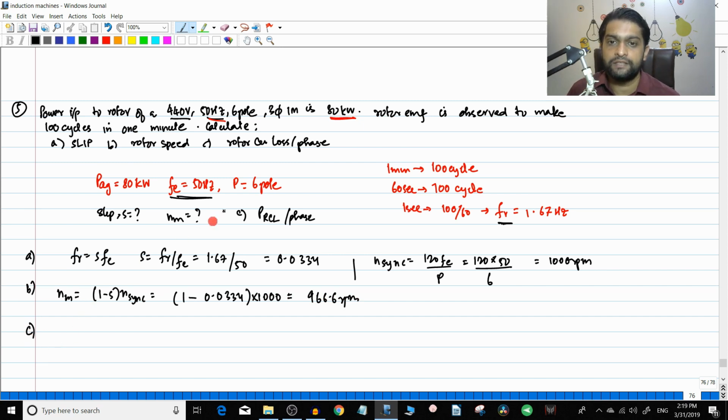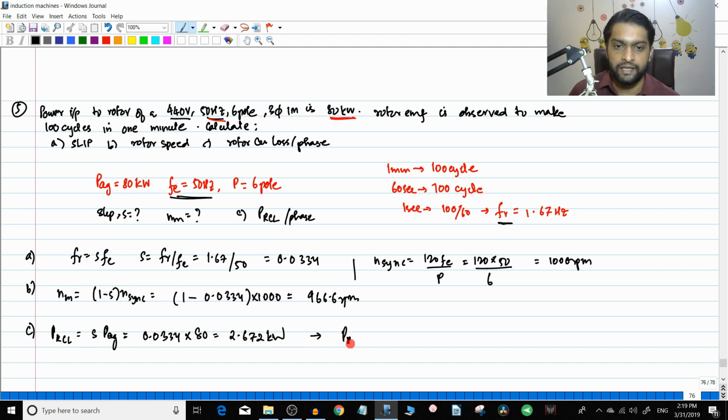The third part is to find the rotor copper loss. You can find it easily now. Air gap power is given. So PRCL will be equal to S into PAG. So this will be 0.0334 multiplied by 80 kilowatts. So this value you will get as 2.672 kilowatts. But this is for all the 3 phases together.